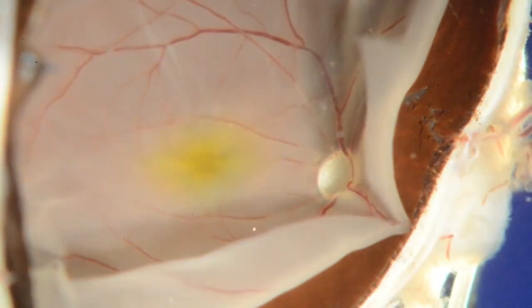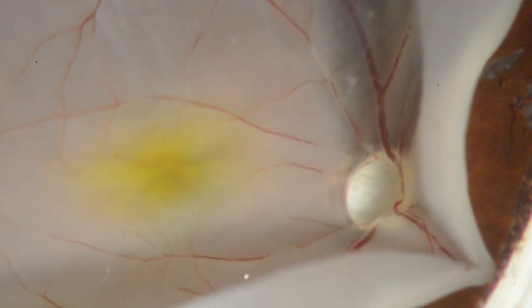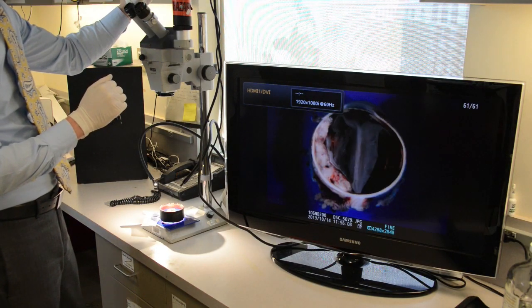Severe glaucomatous cupping of the optic nerve is present in this eye. The macula lutea is seen as yellow pigment in the perifoveal retina, temporal to the nerve. The specimen is photographed with a digital camera attached to the dissecting microscope.